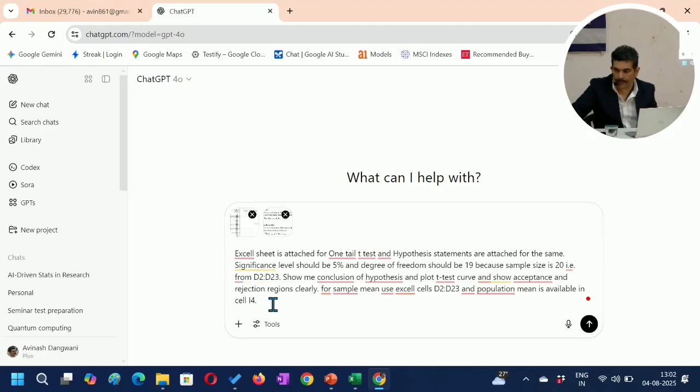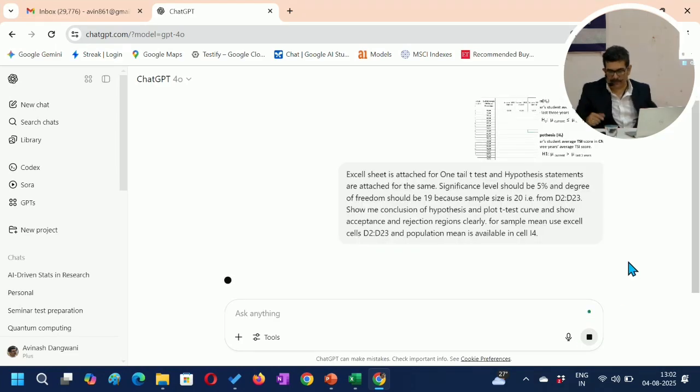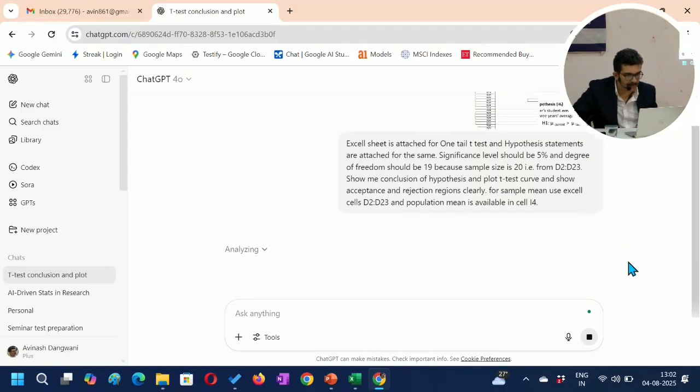99% we should get the proper answer, but 1% we may not, because I can't guarantee you 100%. Most of the cases I am finding the correct result. Let's see. So I think you are clear with how I have written the prompt. Okay, I'll just press OK. Wait for a few minutes. It will calculate and will give you everything.